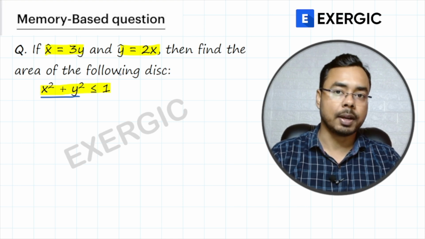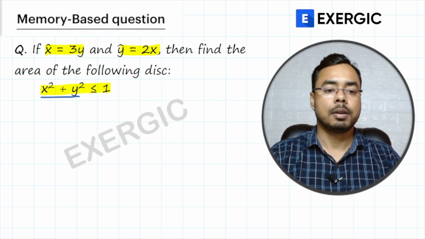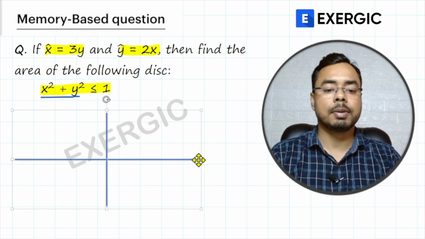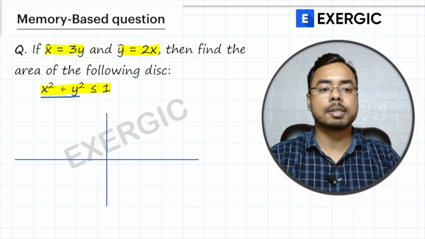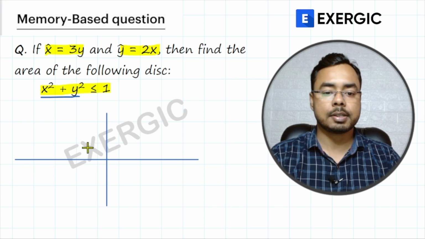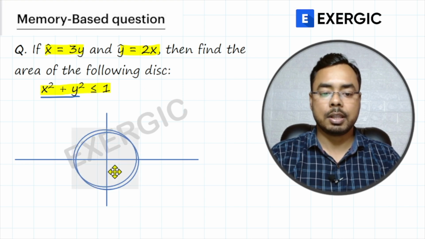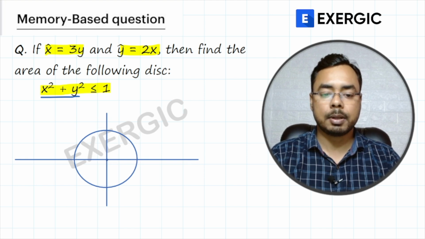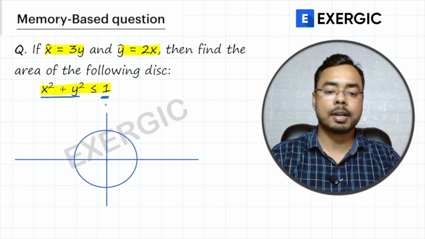So basically, we have to find the area of that particular curve. Let me explain that with the help of this figure. See here, this equation x square plus y square less than or equal to 1 will represent a circle, all the points which are either on the circle or inside the circle. The radius of the circle will be 1 unit and the center is at the origin, right?